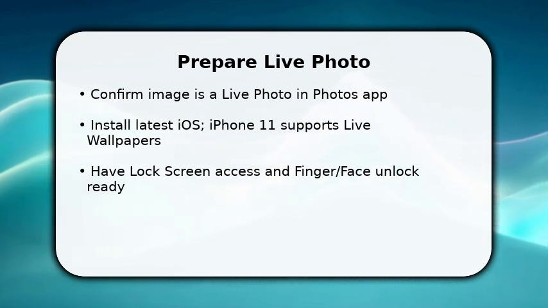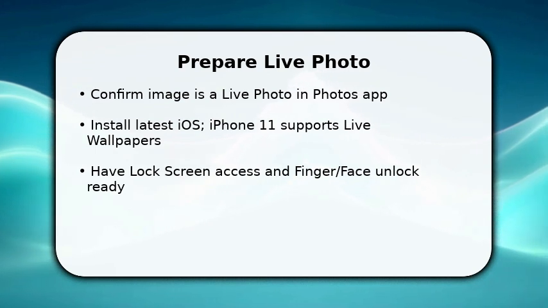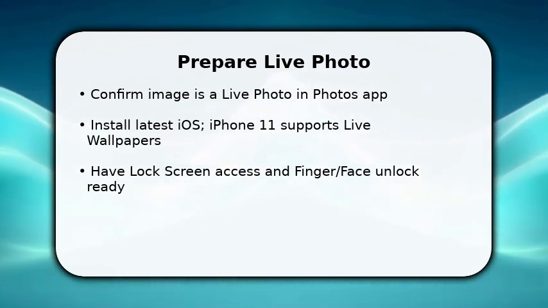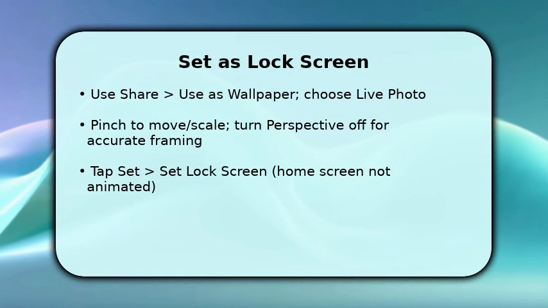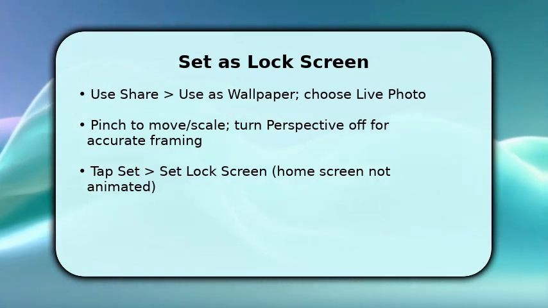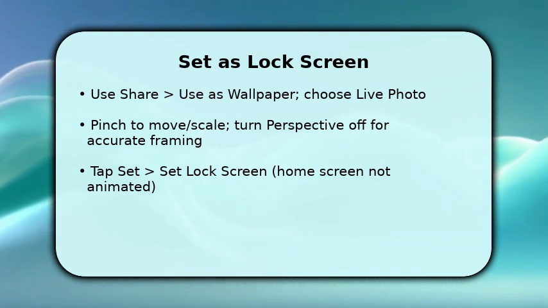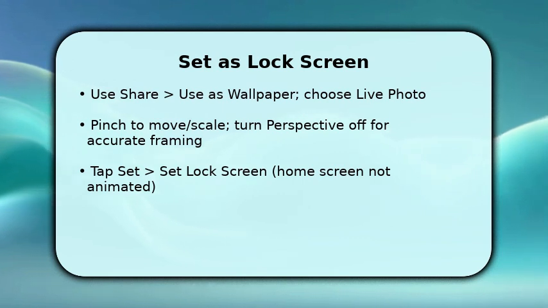Now proceed. Tap the Share button and select Use as Wallpaper to move into the Setup screen. You'll be on the Wallpaper preview now. Choose Live Photo mode at the top so the motion is preserved. Next, pinch to zoom or drag to frame the subject. Make sure perspective zoom is off if you want static framing. Once framed, tap Set and choose Set Lock Screen.